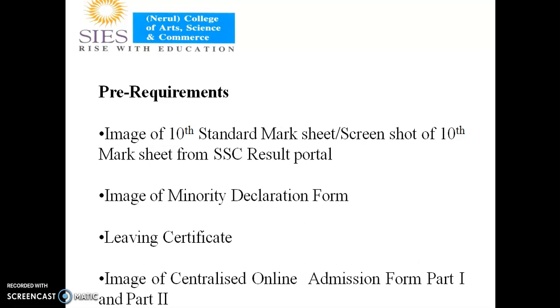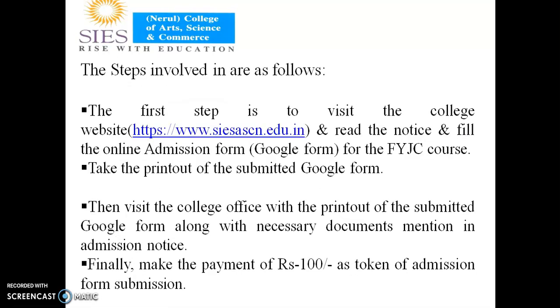The following documents are the image of the 10th standard mark sheet or the screenshot of the 10th mark sheet from the SSC result portal, the image of the minority declaration form, your leaving certificate, and the image of the centralized online admission form part 1 and part 2. The next steps involved are as follows.